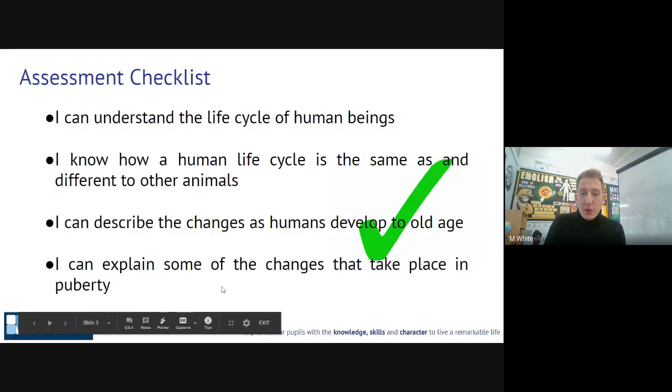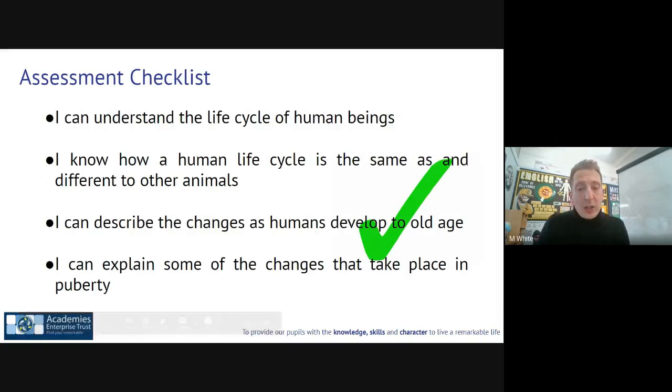I can describe the changes as humans develop to old age, and I can explain some of the changes that take place in puberty. Now, as we get into the summer term, that final question will be something we explore in a little bit more detail. So some of the things that we talk about in here will obviously address some of those things, but we won't be going into those key details today.